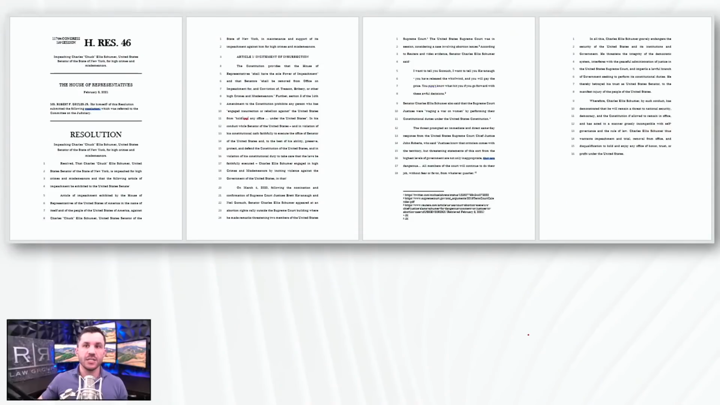That's why this afternoon I wrote a second article of impeachment, this time impeaching Chuck Schumer. This is what it looks like. It's 4 pages long. Remember, this is not supposed to be super long. This is pretty basic stuff.